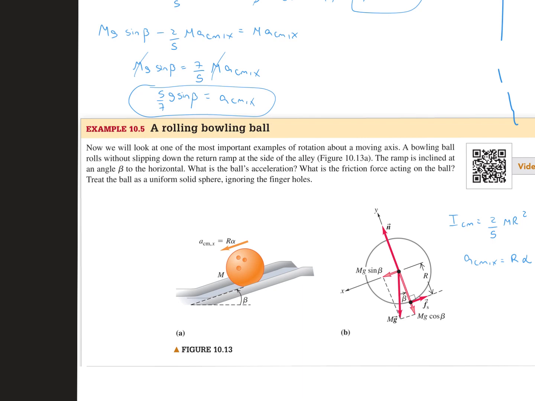In this part, we have the bowling ball rolling without slipping down the return ramp at the side of the alley. The ramp is inclined at the angle beta to the horizontal. The question is, what is the ball's acceleration and what is the friction force acting on the ball? We have to treat the ball as a uniform solid sphere, ignoring the finger holes.